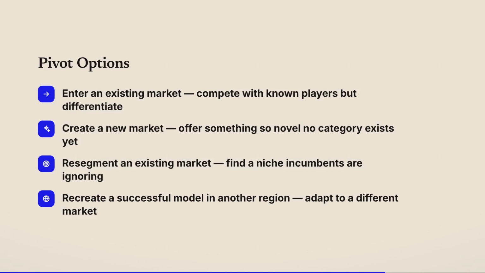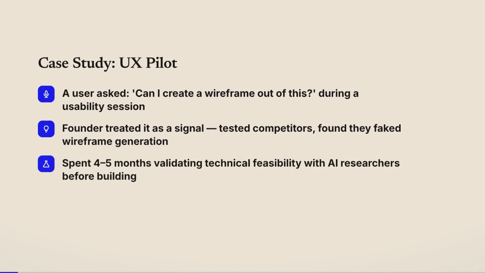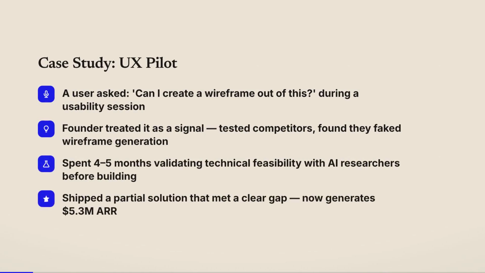The key is to pivot based on evidence, not desperation. If your customer discovery interviews consistently show that customers care about a different problem than the one you're solving, that's a signal to pivot, not to double down. UX Pilot, a Figma plugin company, shows how a single customer conversation can trigger a pivot. During a usability session, a user asked a simple question: can I create a wireframe out of this?